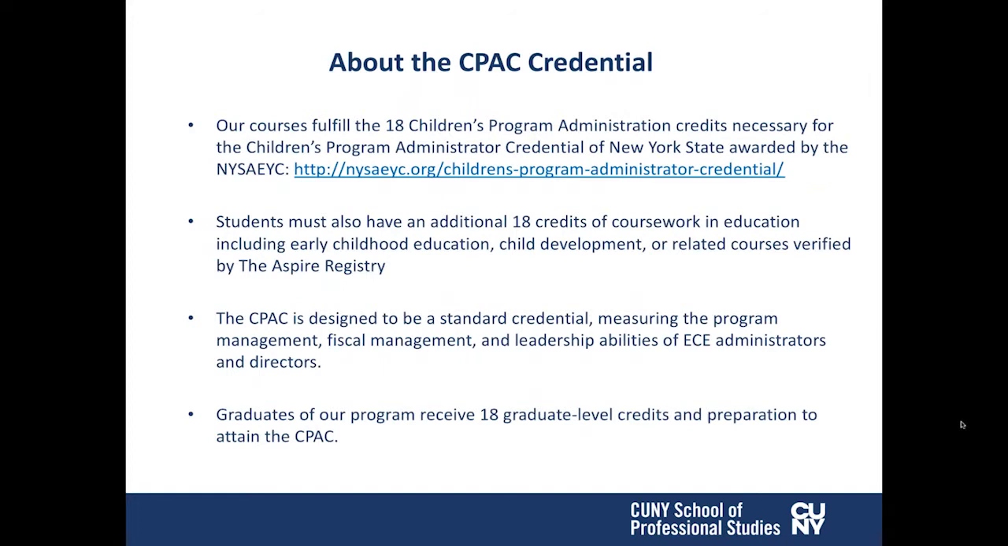As mentioned, in order to earn the CPAC credential from the New York State AEYC, students must complete 18 credits in the Children's Program Administration, as well as an additional 18 credits of coursework completed in education, including early childhood education, child development, or related courses verified by the Aspire Registry. The 18 credits in education can either be at the undergrad or graduate level. CUNY School of Professional Studies offers a graduate level CPAC program. Therefore, candidates for the program and credential must hold a bachelor's degree prior to joining the program.